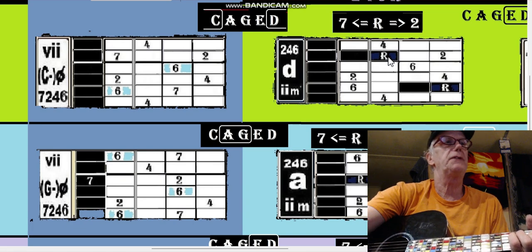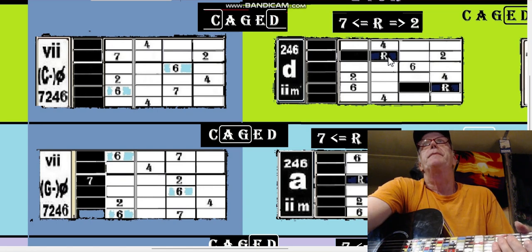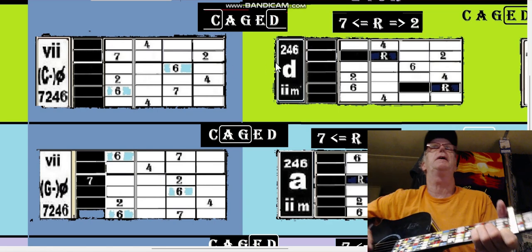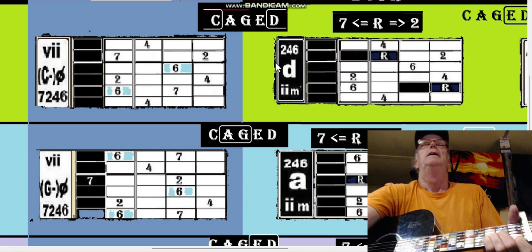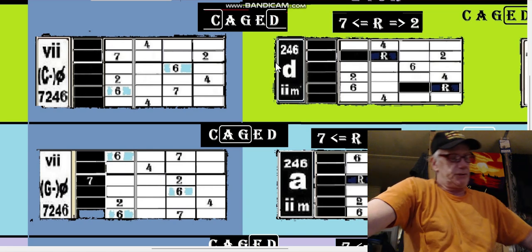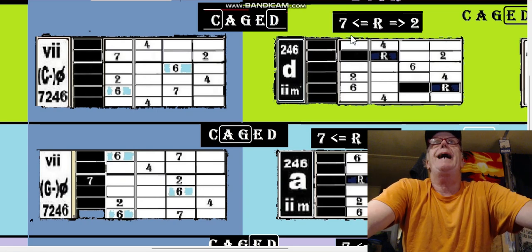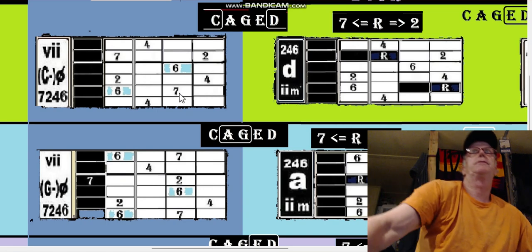All right, so that's a C sharp minor 7th half chord. We'll just take the R, and we'll go to the 7 with it. Okay, so we have a D minor. We don't have the 7th, so why don't we take the, okay, in the C box we don't have the 7th to work with, but if you simply add the 7th to the D minor, you've got your half diminished.